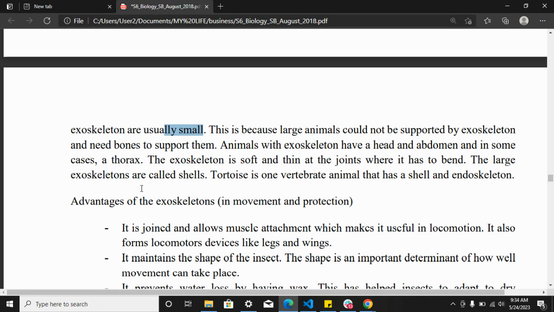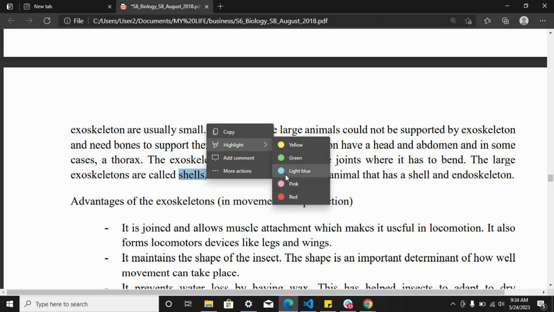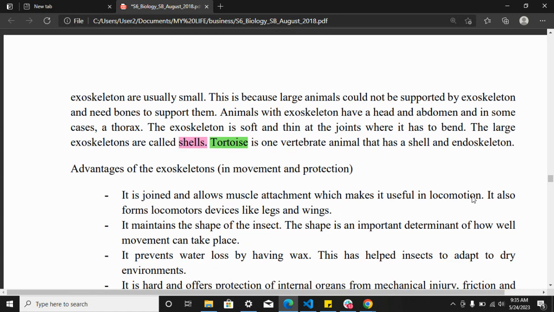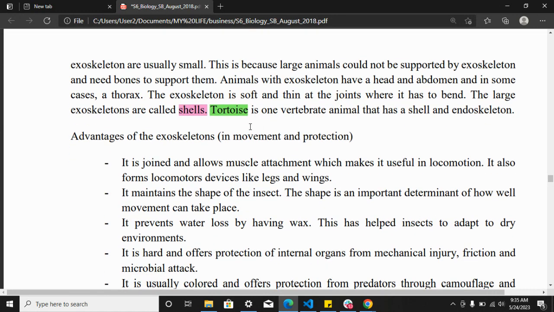So the large exoskeletons, kenshi ama exoskeleton asa nkaho ari manini, we usually call them shells, sibyo. Nk'urugero, one of the ones twakita shell ni iyo tubona kuri tortoise cyangwa se akanyamasyo. So it is one vertebrate animal that has a shell and endoskeleton. Nuvuga ngo akanyamasyo karabona shell as one of the exoskeleton parts, ariko nanone kagira endoskeleton, turabona uburyo imeze.